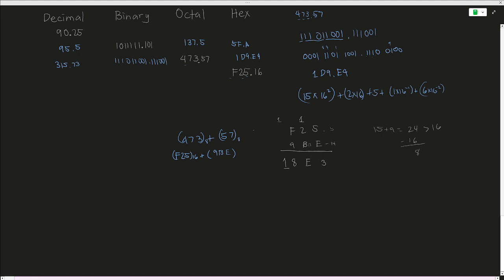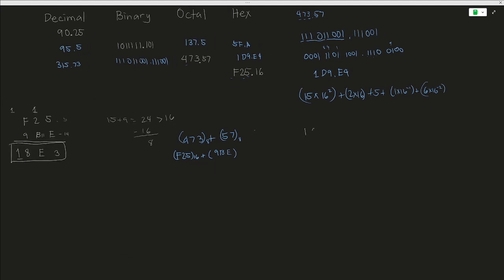So, tingnan natin kung tama. F5 plus 9BE. Okay. Okay. But ayaw niya okay. Kasi naka-octal. Okay. Hex. Okay. 18E3. Okay. Yan. Tama yung sagot natin. Alright. So, yun yung pag-add in other number systems. And again, ganun rin siya mag-minus. Kailangan ko pa ba ipakita? Sige na, ipakita na natin.